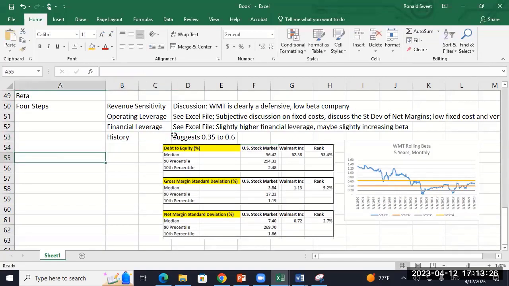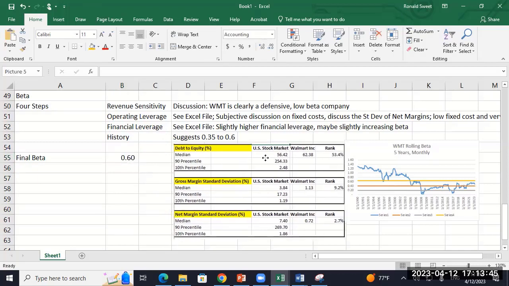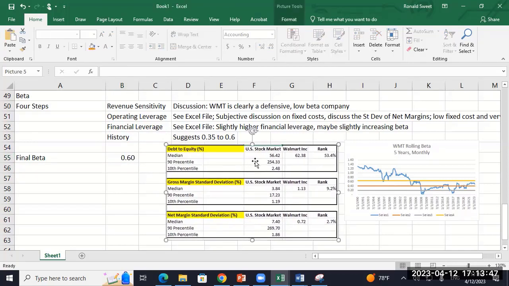And then you have your final beta where you're going to bring all this together. Remember I said I recommend you do a table with all 4 of those. So you say what your final recommendation is. I'm going to use 0.6 for them. But there's more than one right answer. A wrong answer would be like 1.8. That could be really wrong. But there are a lot of possible answers.